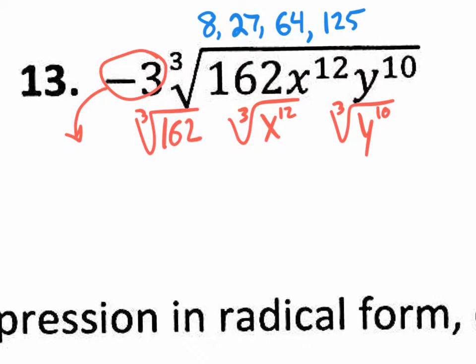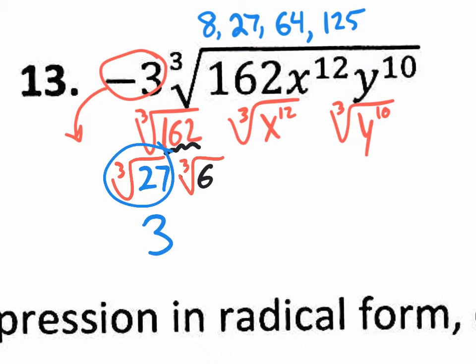So we said that 162 divided by 27 is what? 6. Okay, so we're going to rewrite 162 as 27 times 6. That way, when we split the cube root, you could actually do the cube root of 27. What's the cube root of 27? 3. So this answer right here is just 3. And let's not forget about the outside -3 that I'm going to bring down here to multiply it by that 3 at the very end.